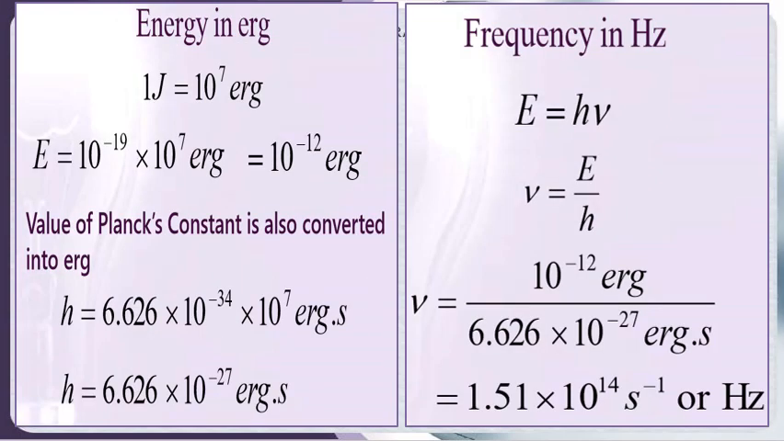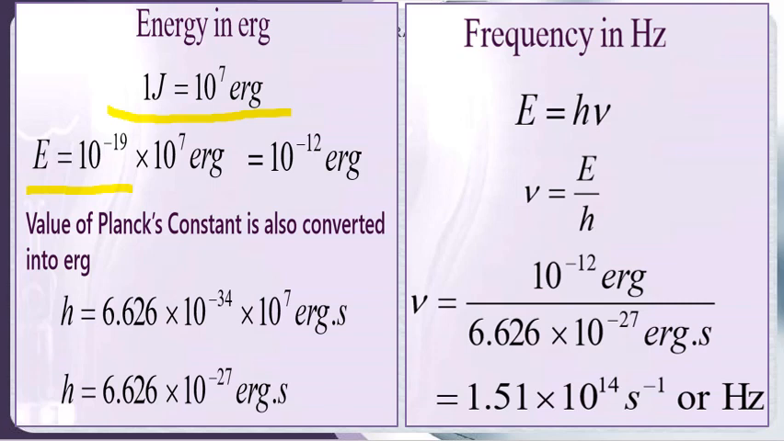For this, first of all, you should know the relationship. 1 joule is equal to 10 raised to the power 7 ergs, right? 1 joule is equal to 10 to the power 7 ergs. So what will be the amount of energy? E is equal to 10 raised to the minus 19 multiplied by 10 to the power 7. After this multiplication, the exponents will resolve, and 10 to the minus 12 erg will be the answer.